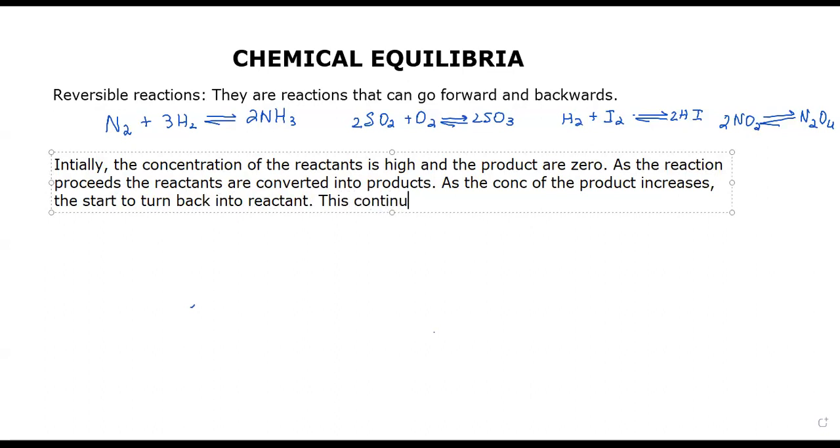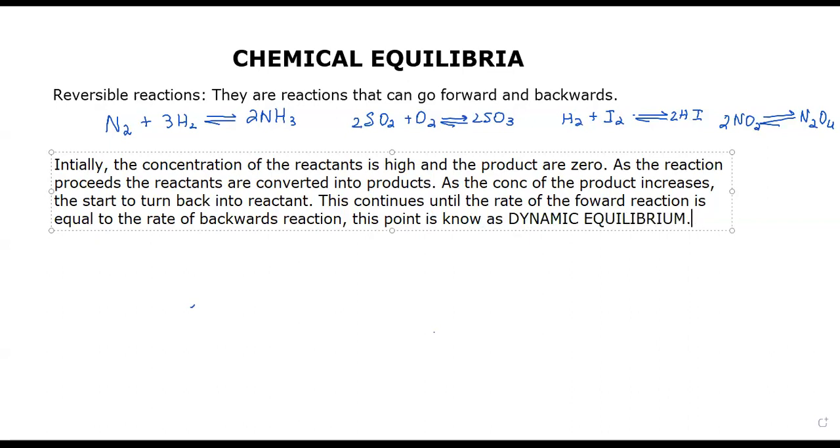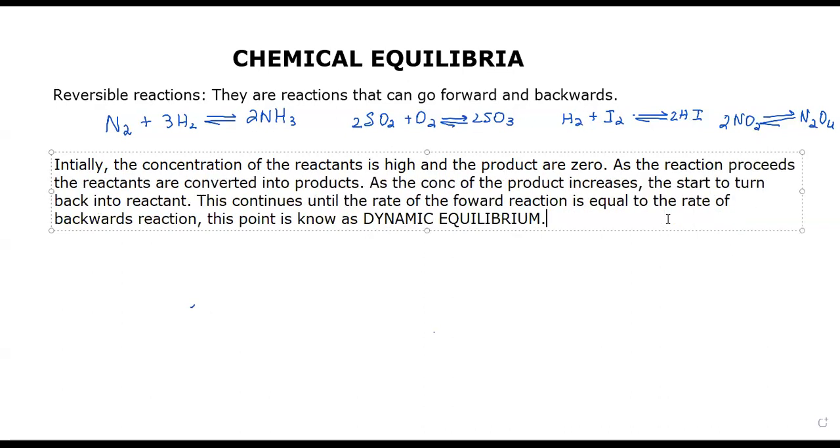This continues until the rate of the forward reaction is equal to the rate of the backward reaction. This point is known as dynamic equilibrium, right? So this is known as equilibrium: when the rate of the forward reaction equals the rate of the backward reaction. I'm sure this is something you have already studied.